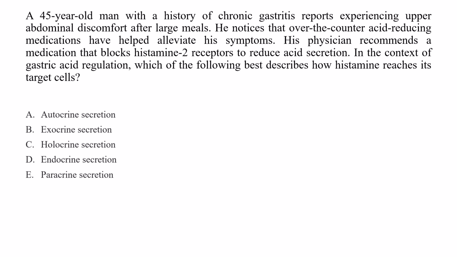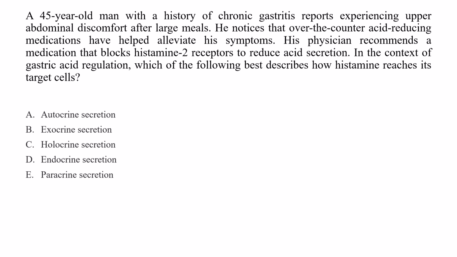A 45-year-old man with a history of chronic gastritis reports experiencing upper abdominal discomfort after large meals. He notices that over-the-counter acid-reducing medications have helped alleviate his symptoms. His physician recommends a medication that blocks histamine 2 receptors to reduce acid secretion. In the context of gastric acid regulation, which of the following best describes how histamine reaches its target cells?